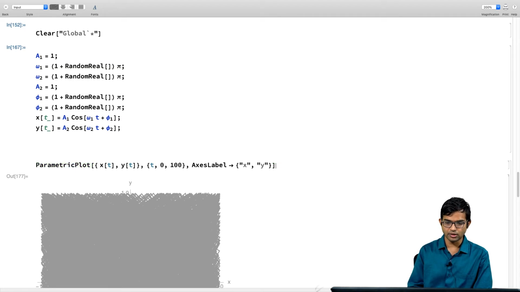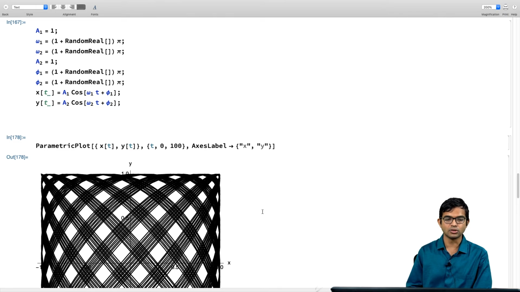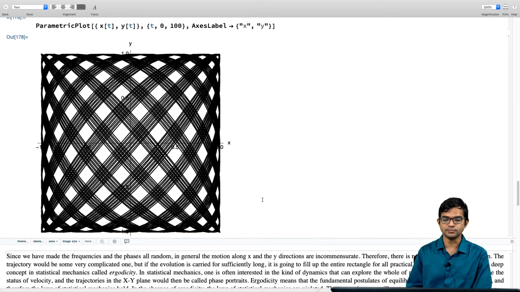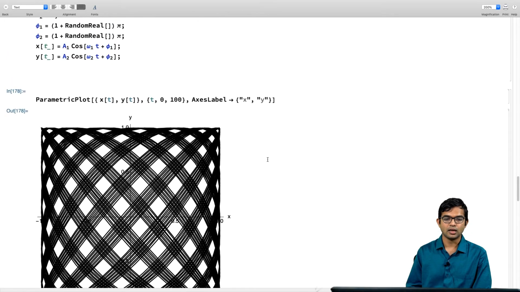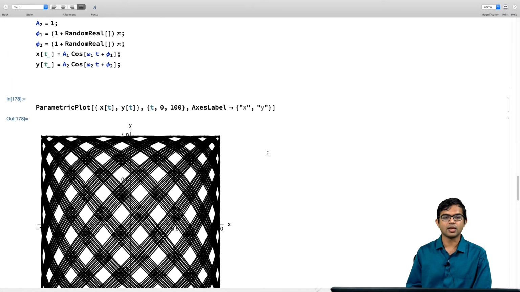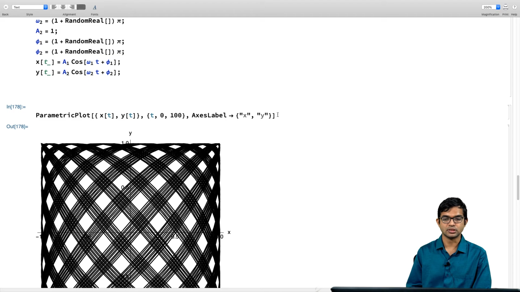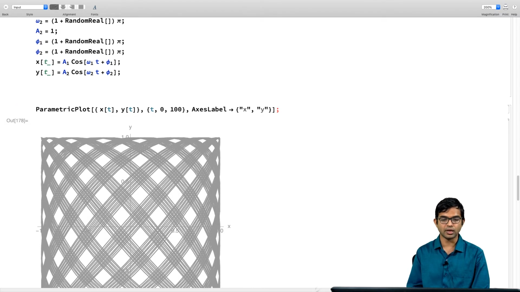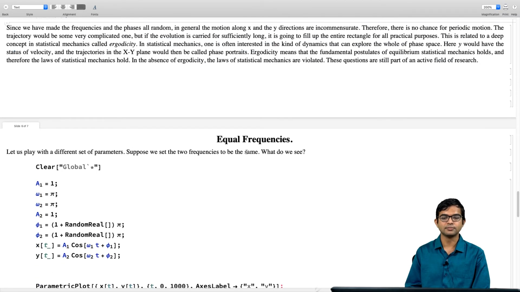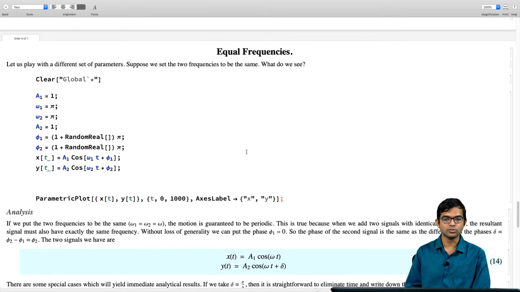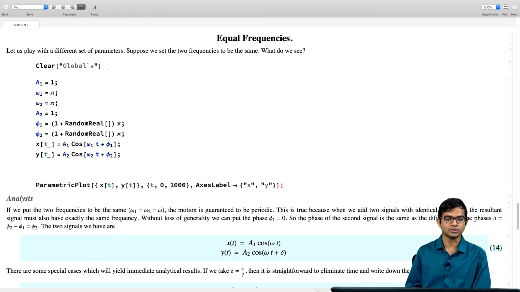Okay, so now the reason why the system is able to cover all of this region is because we have taken it to be truly random. You're making them incommensurate in some sense, because typically if you take them to be completely random, it's very unlikely that there'll be some nice ratio between omega 1 and omega 2 or so on. So let's play this game. Suppose we take omega 1 equal to omega 2, then what happens?